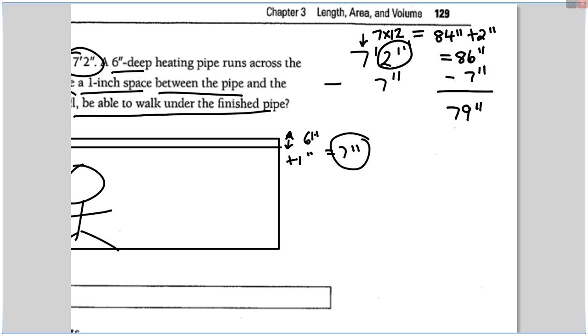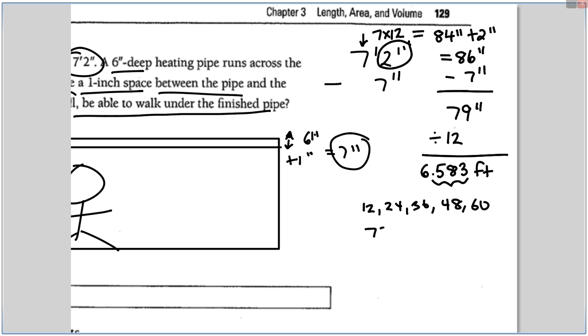Converting that back into feet and inches, you need to group into groups of 12. So 79 divided by 12 is for sure 6 groups, because I got from the calculator 6.583 feet. Now what you need to do is figure out how much this decimal is in inches. So remember, groups of 12: 12, 24, 36, 48, 60, 72. That's the sixth group. That's this number here.